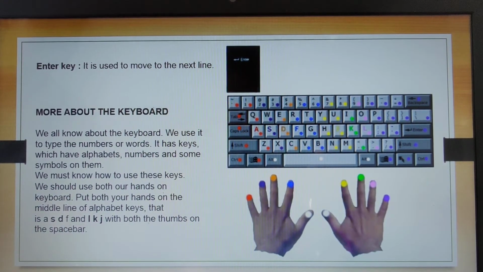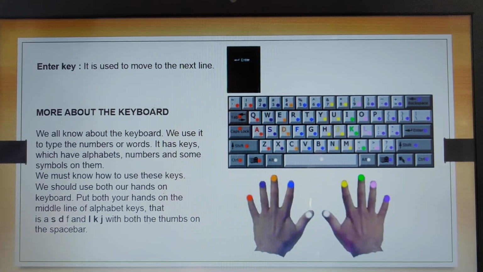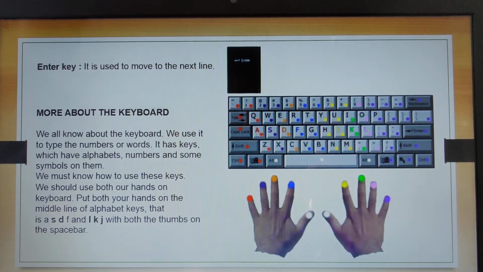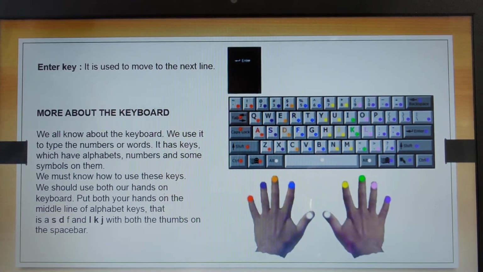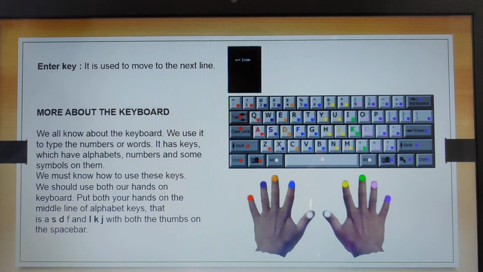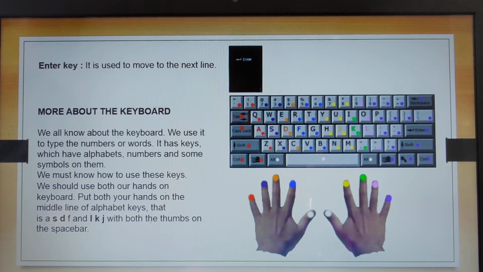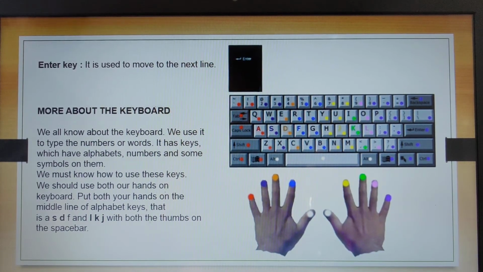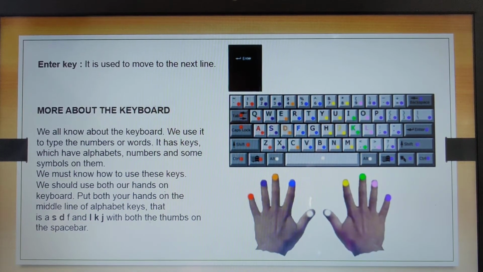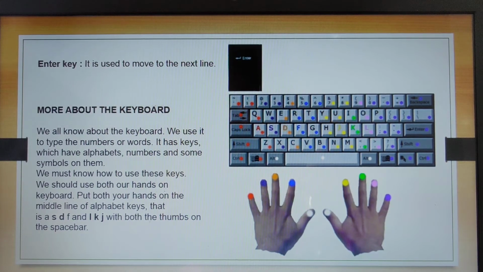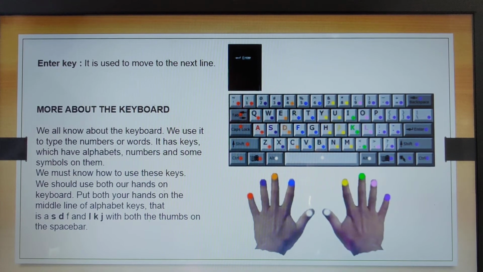Put both your hands on the middle line of alphabet keys, like I said, that is A, S, D, F and L, K, J. Okay, there is one semicolon which is missing, so your little finger on the right hand side presses the semicolon, followed by the ring finger on L, the middle finger on K, and the index finger on J. And children, always use your right hand thumb for the space bar.